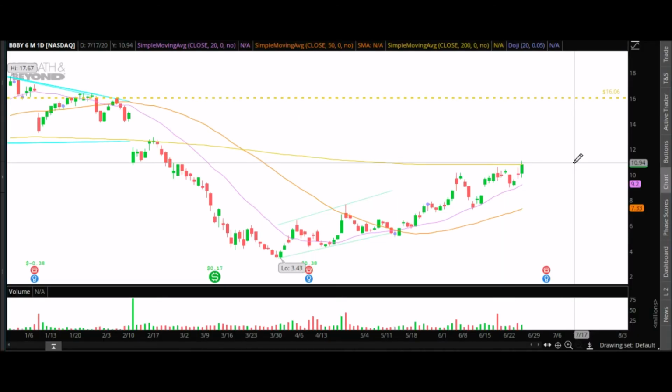All right, let's take a look at one more. Talked about Bed Bath & Beyond. You can see I did some charting on this a while back. So you have this old line here at 16.06. And it looks like we just closed. Did we close above the 200-day? 10.82.